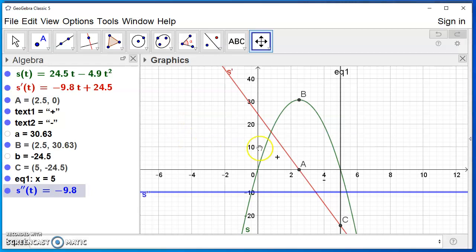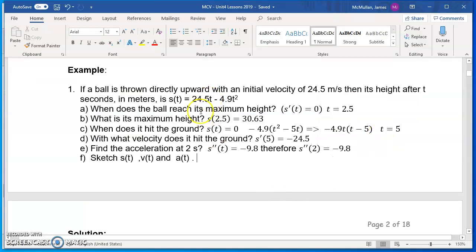So again, a quick sketch of them would look something like this. We just get rid of the vertical line here. The position function is in green, the velocity function is in red, and the acceleration function is in blue. And this is just describing the motion of a ball being thrown up in the air and returning to Earth.